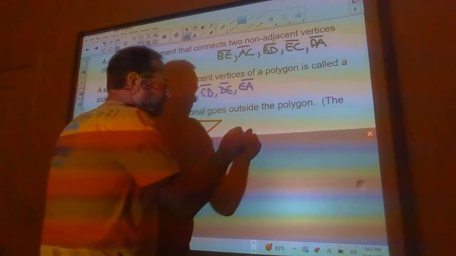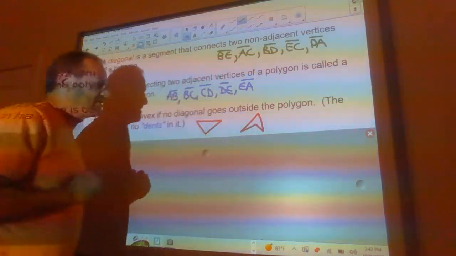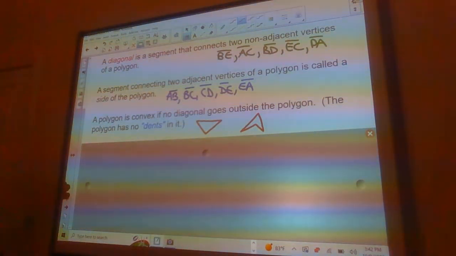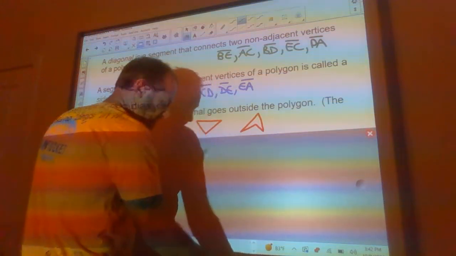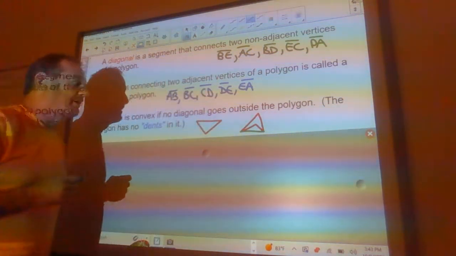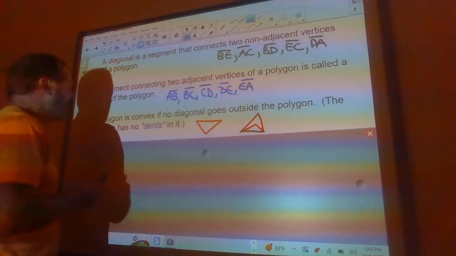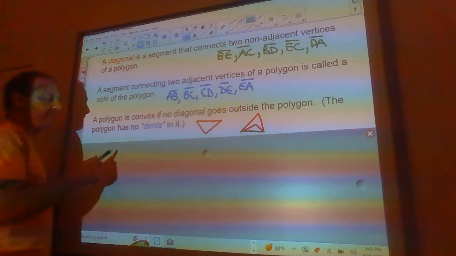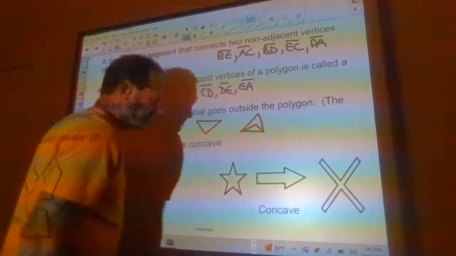Okay, but this figure here is not convex. It is non-convex or concave because it has a dent in it. If I were to draw this diagonal from here to here, it would go outside the polygon. So it is not convex, it is concave. If a polygon is not convex, it's concave.